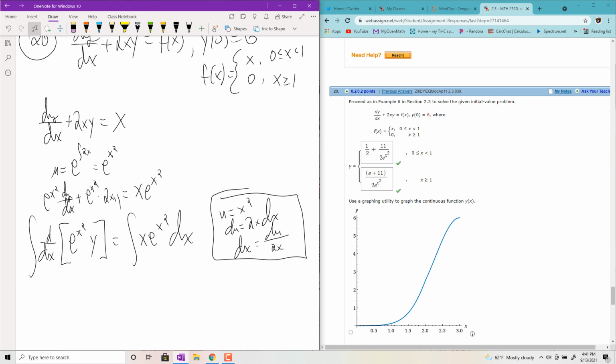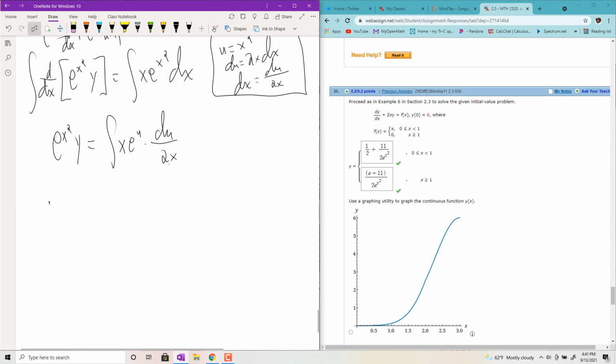So integrate both sides. Then you get e to the x squared y equals, on this side, x e to the u times du all over 2x. Pull out a 1/2 on the right-hand side. And then you'll have just the integral of e to the u. The integral of e to the u is just e to the u, back sub e to the x squared plus c. And then you can divide by e to the x squared, and you get y equals 1/2 plus c e to the negative x squared.